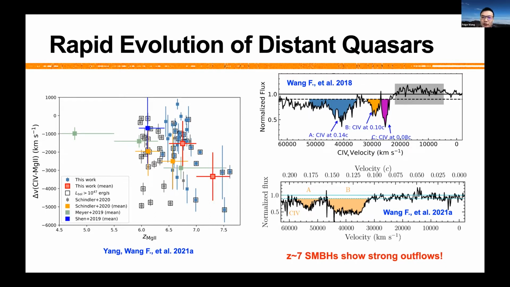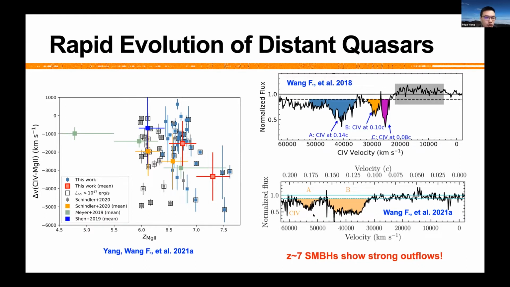These strong outflows could have affected the star formation in their host galaxies, but due to the limited sensitivity of existing facilities, we cannot know the details of how the outflows affect their host galaxies. But with the JWST, we would be able to see such features.